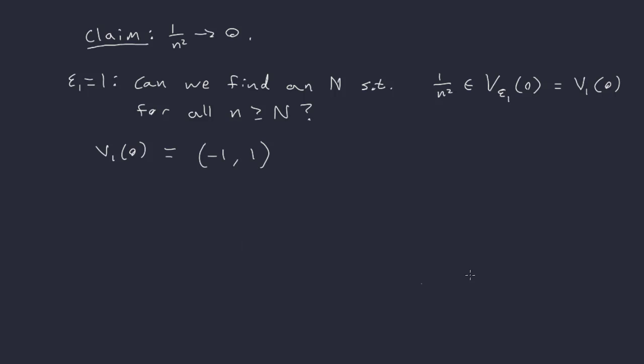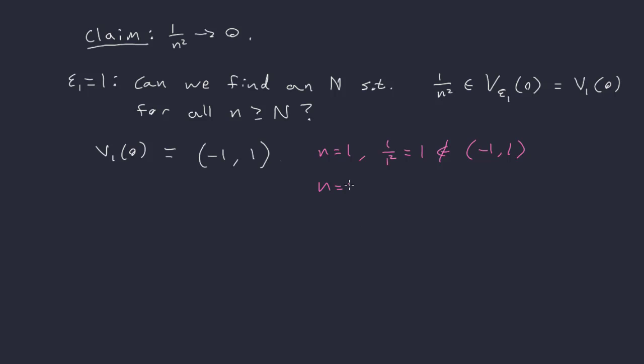Okay, so let's check some values here. Again, this is not how we would approach this all the time. This is just to get an understanding. Okay, so when n is equal to 1, we get 1 over 1 squared, which is 1. Okay, that's not in -1 to 1.